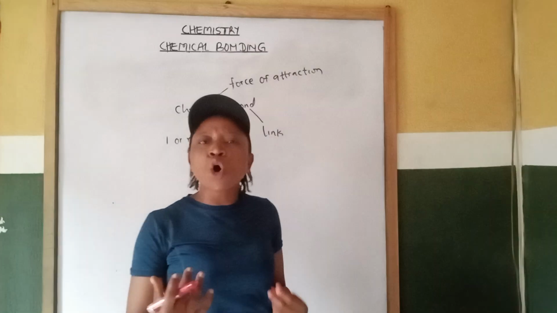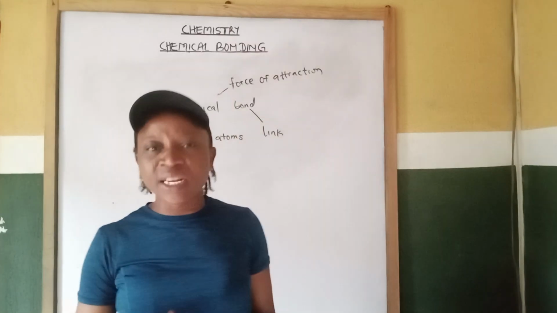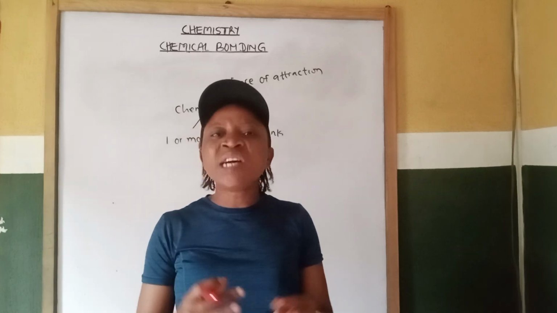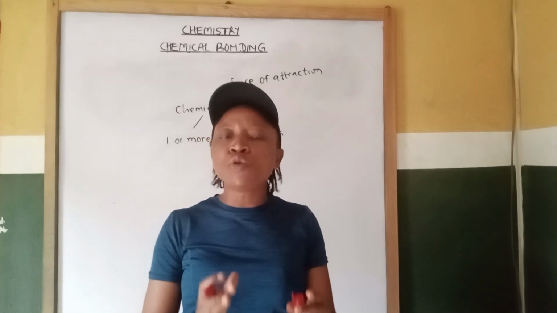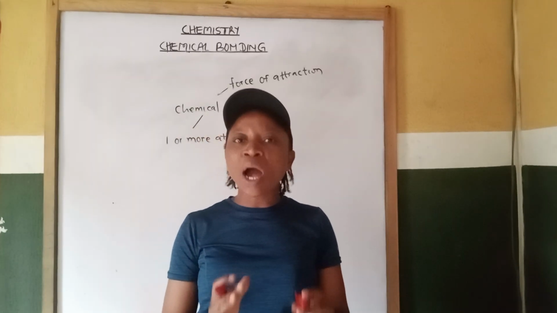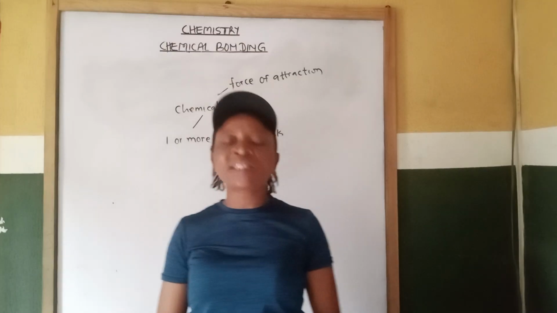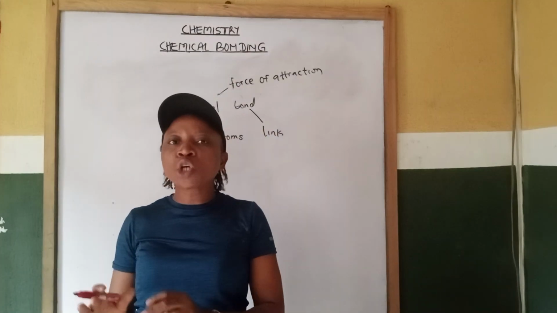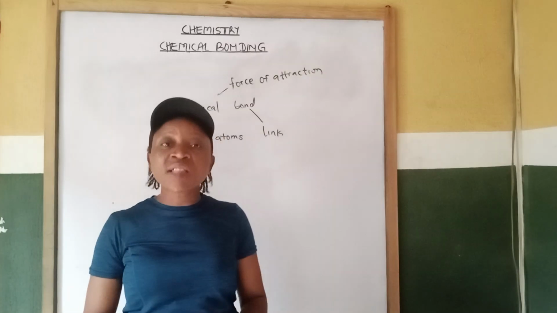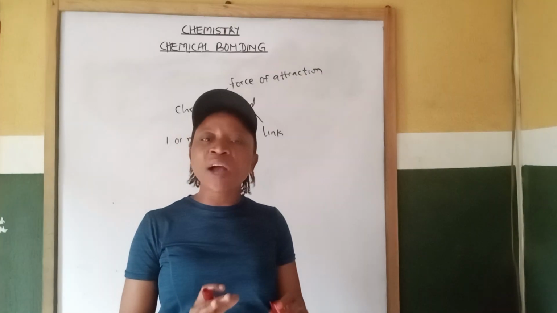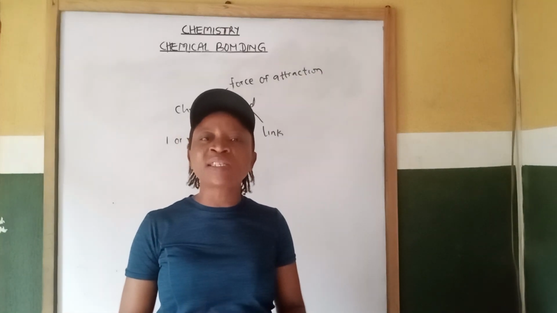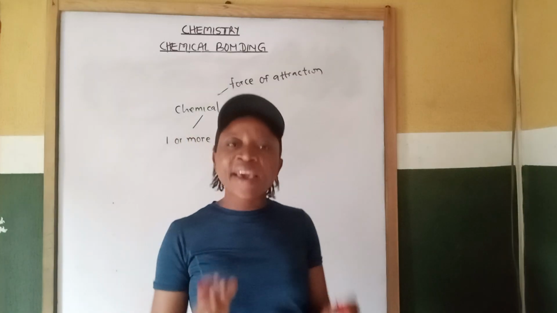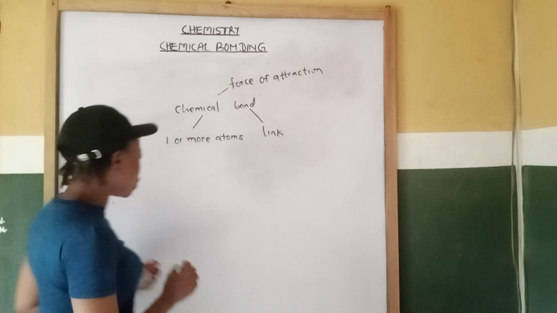Why do two or more atoms come together to form a chemical bond? The purpose of coming together is to acquire a stable structure, that is, the structure of a noble gas. Then what are noble gases? Noble gases are atoms or elements that have completed their outermost shell with either 8 or 2 electrons.